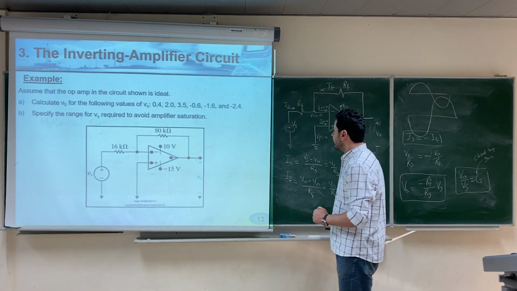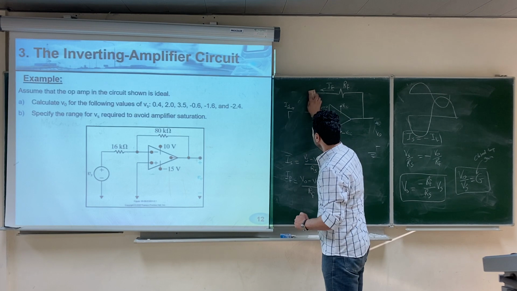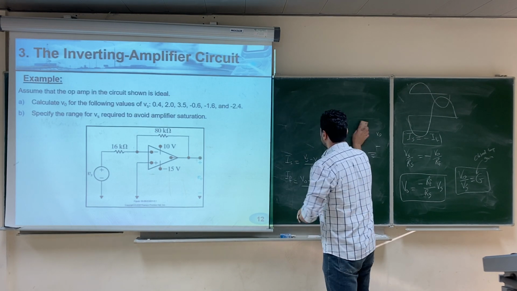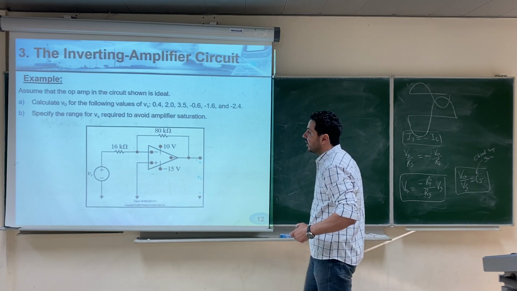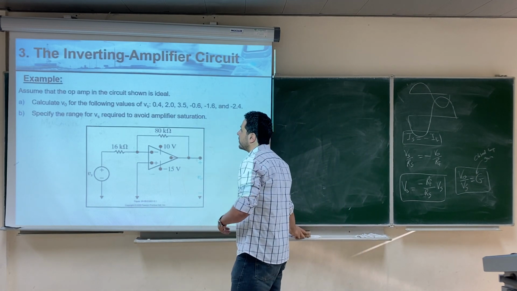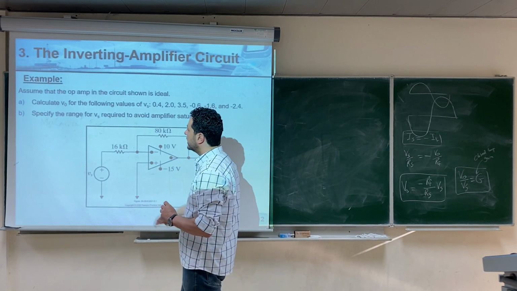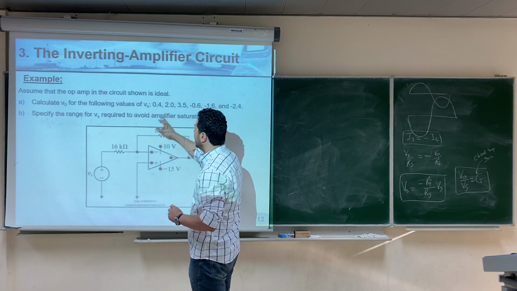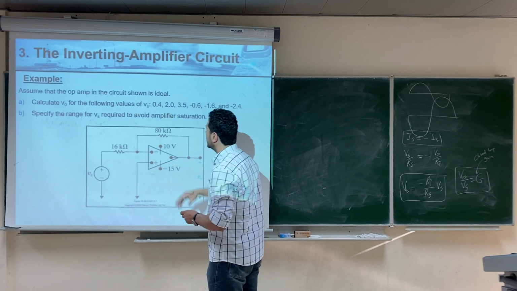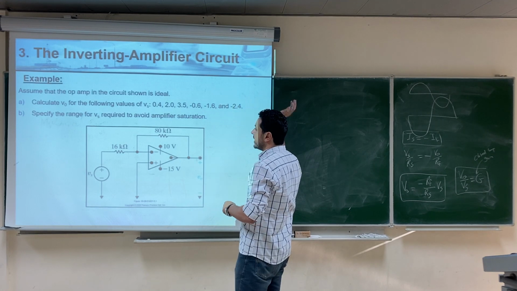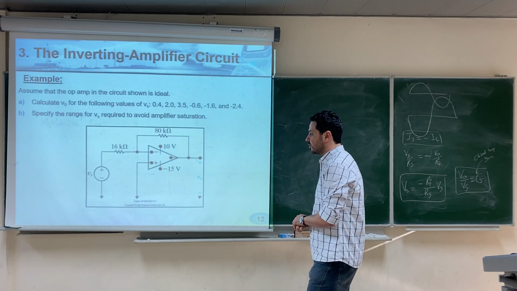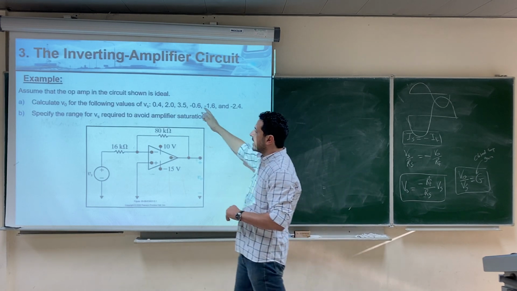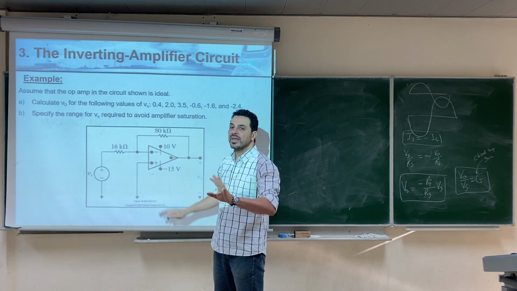In this example, we have this inverting amplifier, and it says assume that the op-amp is ideal. Calculate V output for the following values of Vs: 0.4, 2, 3.5, and many more values. Then specify the range for Vs required to avoid amplifier saturation. So let's start with the easy one: calculate V output. We'll assume linearity.